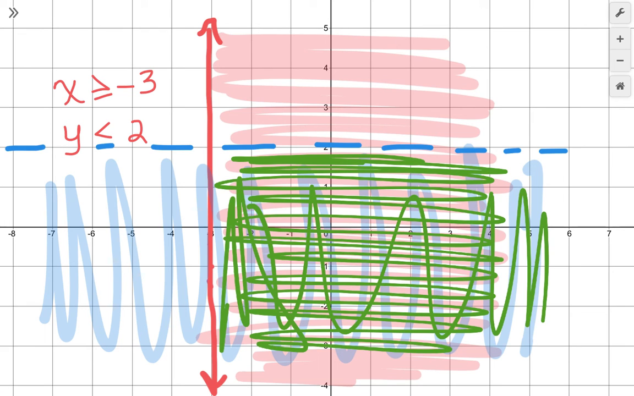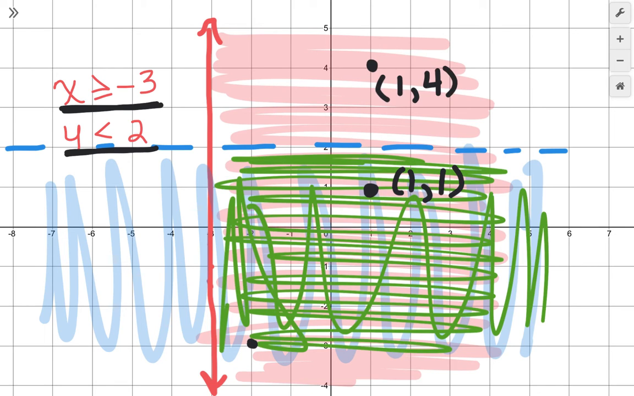Remember what that means. It means that every single point in this final shaded region satisfies both of those inequalities at the same time. So if I pick any point in here, like 1, 1, the x is greater than negative 3 and the y is less than 2. The point negative 2, negative 3: the x is greater than negative 3, the y is less than 2. If I picked a point up here, like 1, 4, the x value satisfies the first inequality, but it doesn't satisfy the second inequality. So that's what we're looking for, points that satisfy both of those inequalities at the same time.